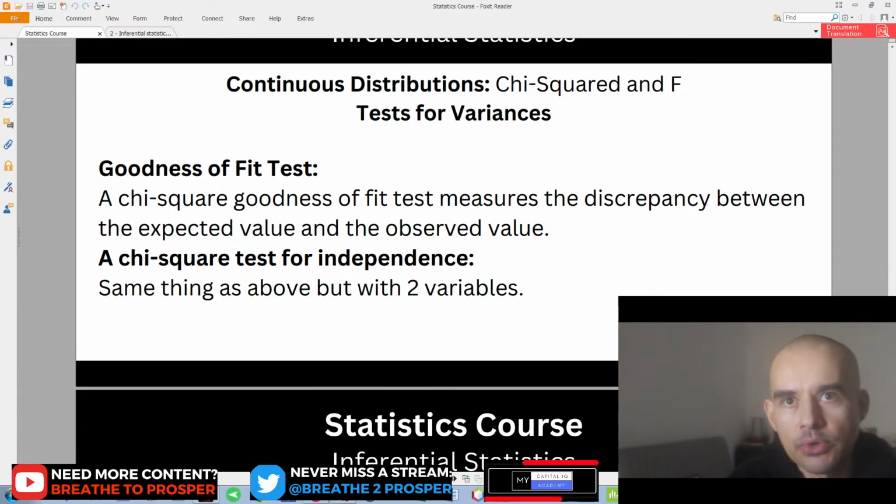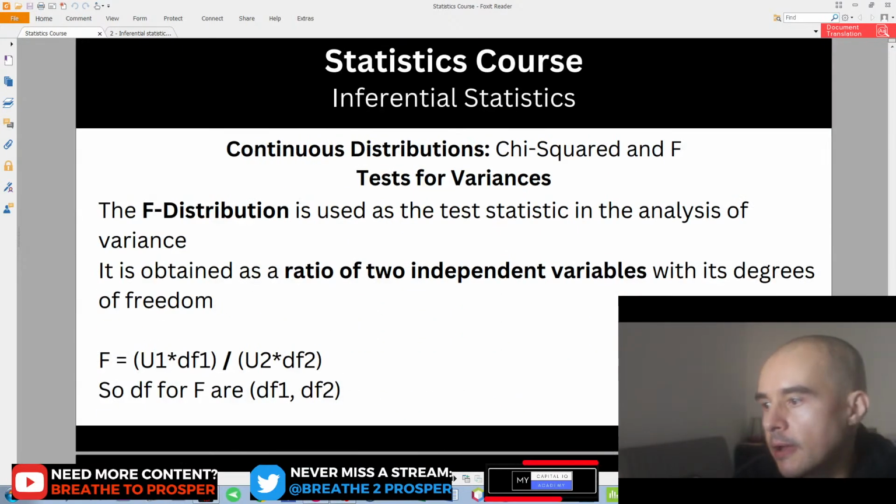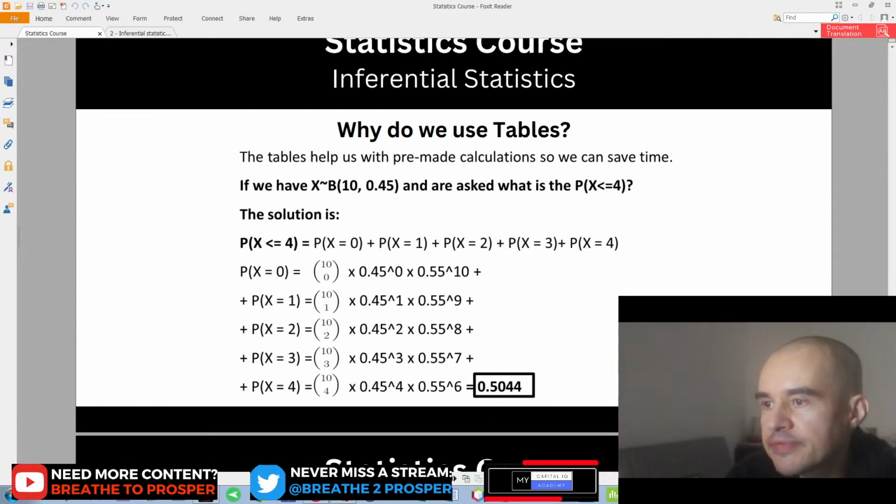And I'll show you this in a bit in linear regression. The chi-square test for independence is the same thing as above, but with two variables. So one is for one variable, with observed value and expected value, and the other one is the same thing for two variables. Okay. So we have some math here.